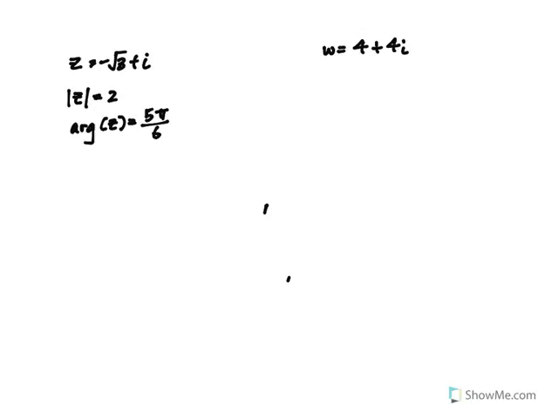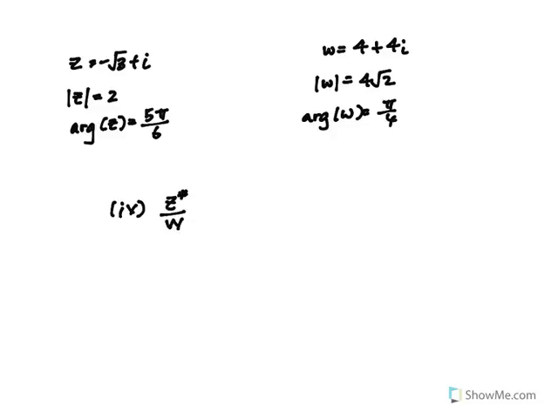PQ1, this is w: the modulus of w is 4 square root 2, the argument of w is equal to pi over 4. And from here, we are going to look at part 4. PQ1 part 4, we are required to evaluate z asterisk, z conjugate, over w, leaving the answer in polar form.